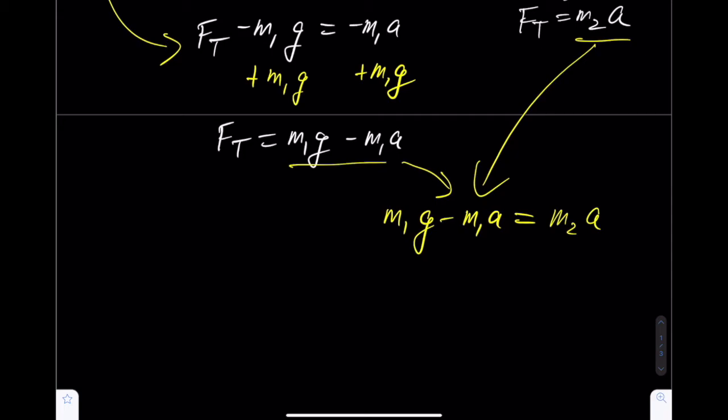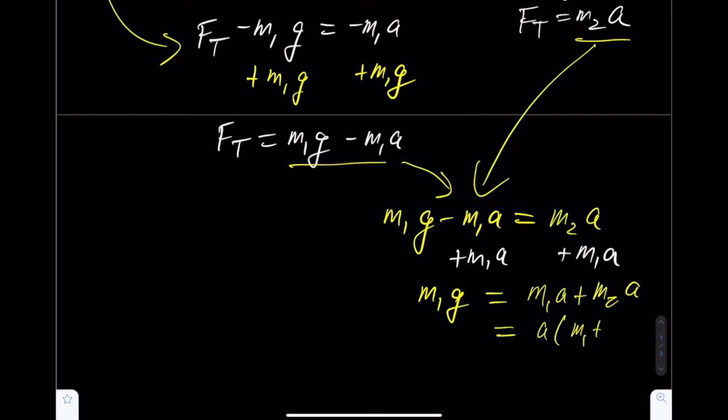And I want to solve this expression for a, so I want to get all the terms with a on the same side, so I'll add m1a to both sides. And that gives me m1g is equal to m1a plus m2a. Then I can factor out a times m1 plus m2 is equal to m1g. And then I want to get acceleration by itself. So I divide both sides by m1 plus m2.